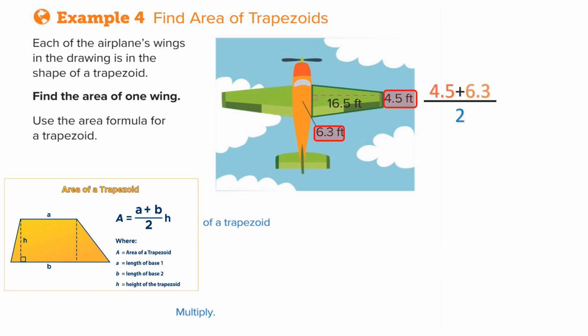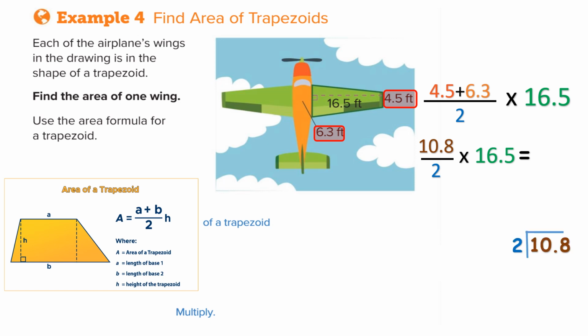I have my base A plus my base B. So I have 4.5 plus 6.3. Once again, adding those and stacking them with my decimals. Then I would be multiplying by the 16.5. So 4.5 plus 6.3, decimals lined up. 5 and 3 is 8, and 4 and 6 is 10. I know I'm going to divide 10.8 by 2, and multiply it by the 16.5 as the height.